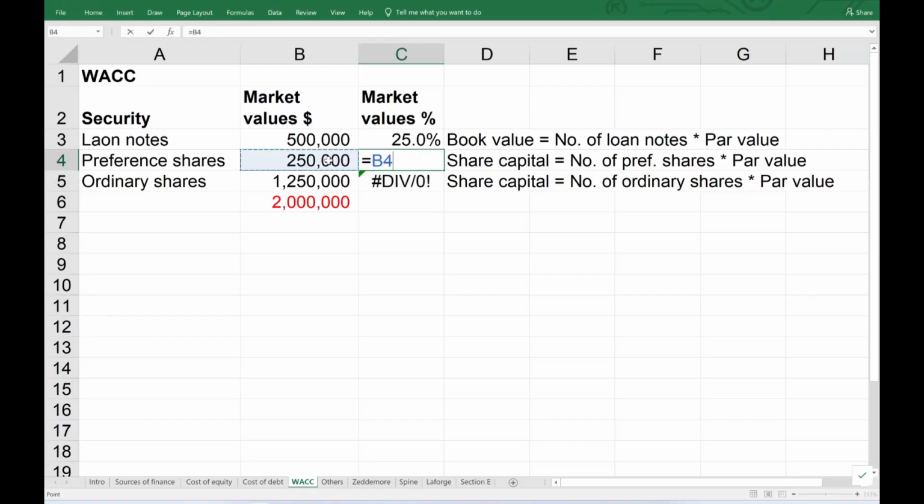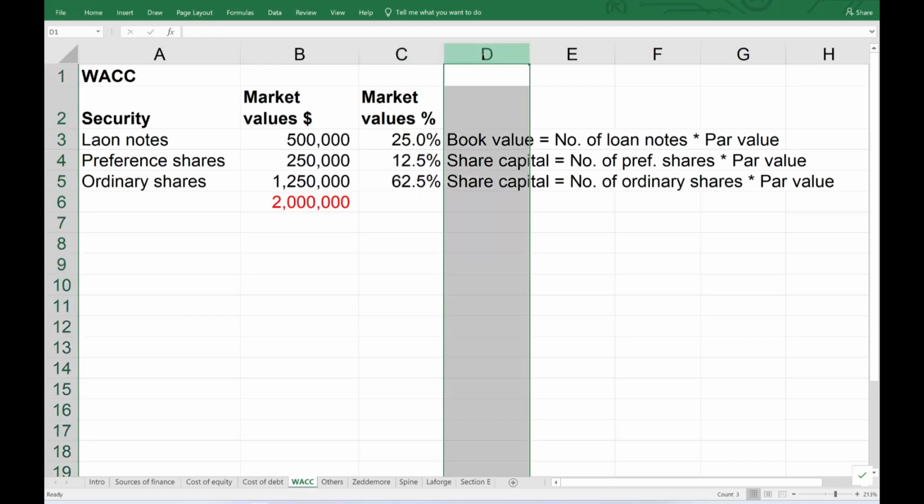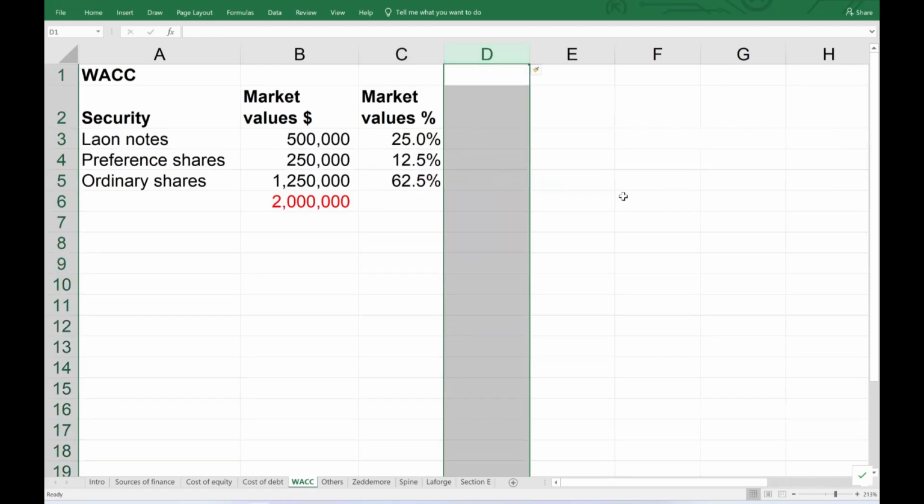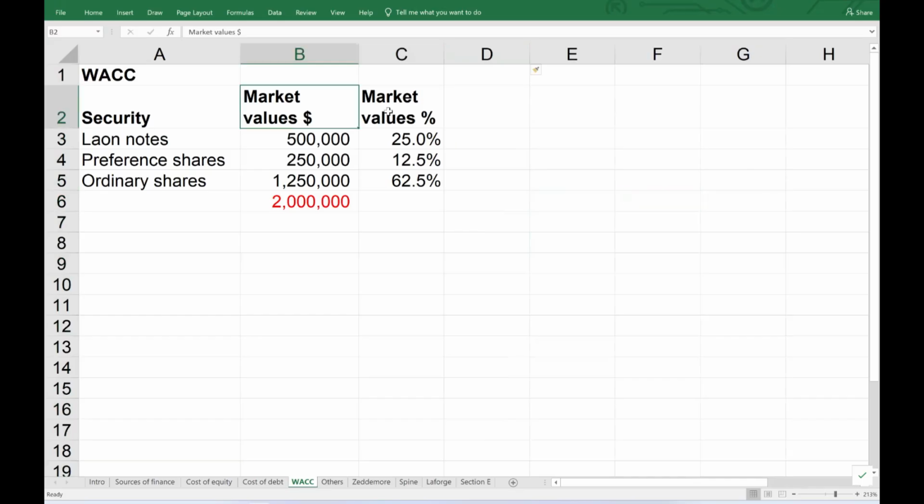Okay. Similarly, you will find for these as well. So 250,000 divided by 2 million, 12.5%. 1,250,000 divided by 2 million, 62.5%. Of course, total must be 100%. Okay, so we find the market value. First of all, we find the market value in dollars, then we find the market value in percentage.